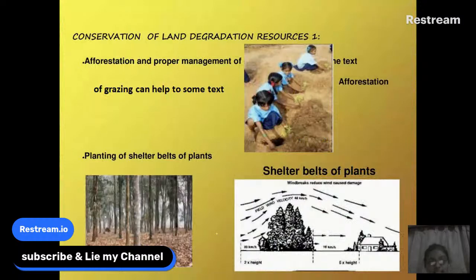Next is the conservation of land resource one. First is afforestation. This is a picture of afforestation. Afforestation and proper management of grazing can help. Afforestation is planting more trees, helping our environment to grow more beautifully, more naturally. And this is planting belts of plants. This is shelter belts.